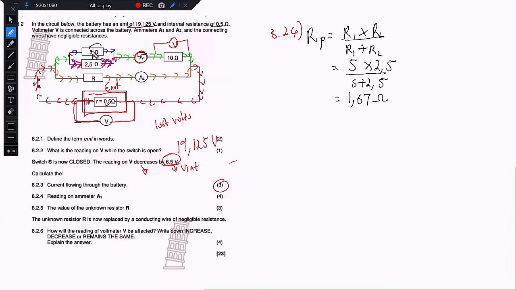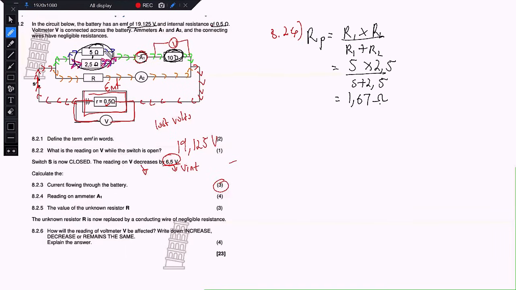So the current over here plus the current here will give me the current through A1, which will also be equal to the current in the 10 ohm resistor. So in other words, if we take this one as a bundle, it is actually in series to the 10 ohm resistor. If we take this one as one bundle of a resistor, which is 1.67 ohm, then it is actually in series to the 10 ohm because it shares this green current here.